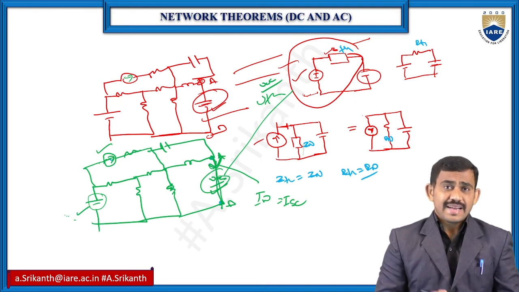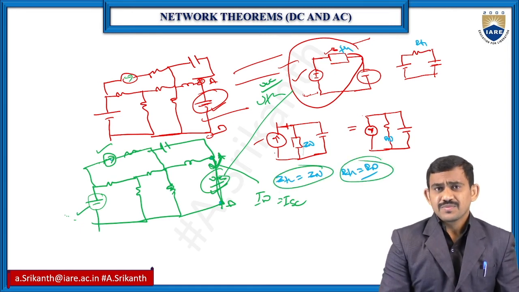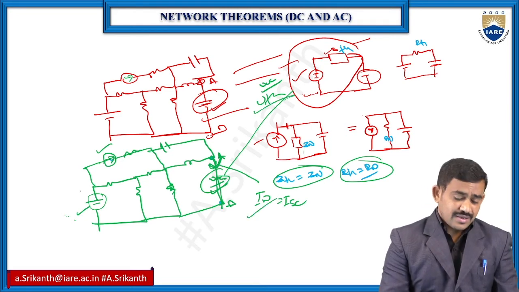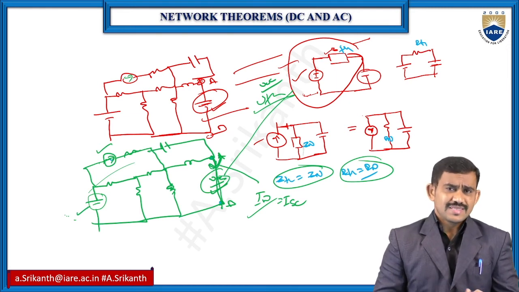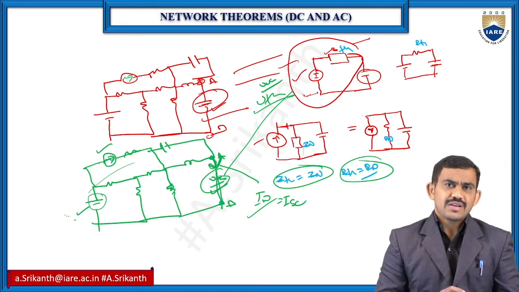For ZN and ZTH, both are the same. RTH and RN, both are the same. So voltage is the open circuit voltage, current is the short circuit current. Here you can use any method, source transformation or mesh analysis, any method, and find out the particular branch response, the voltage value and current values.